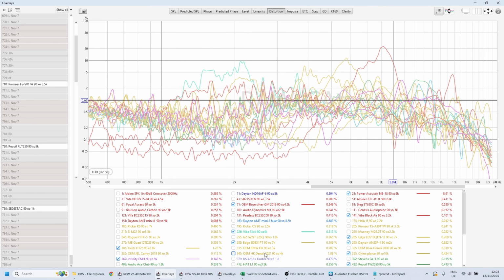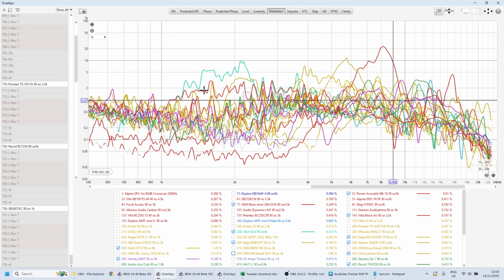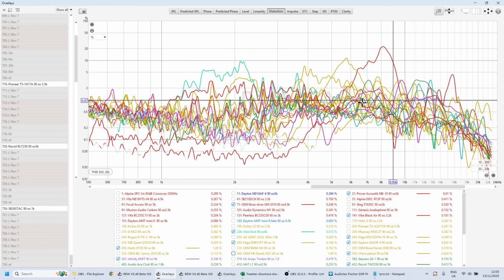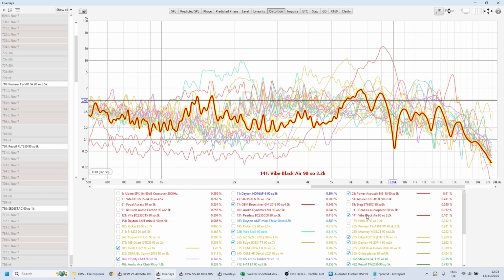This is kind of okay. Power Acoustic, piezo driver, 20% distortion at 8K. This is the worst, and it is clearly audible. This is really bad. Vibe Black Air, it's not that bad at the lower frequencies. It's crossed at 3K, just to manage the distortion here. However, it does have 2% at about 6K, and at 6K is where we have a little bit of harshness and a little bit of sibilance. 2%, not that bad, but when you crank it up, that would rise up to 3-4%, and it's not good.